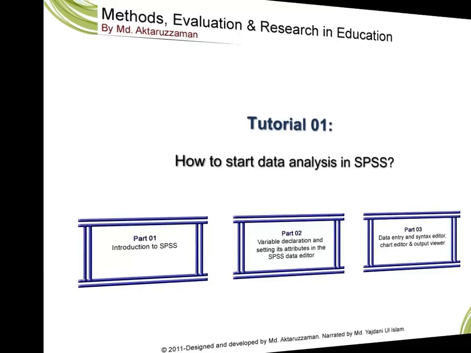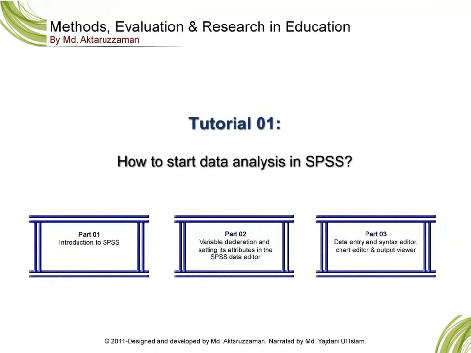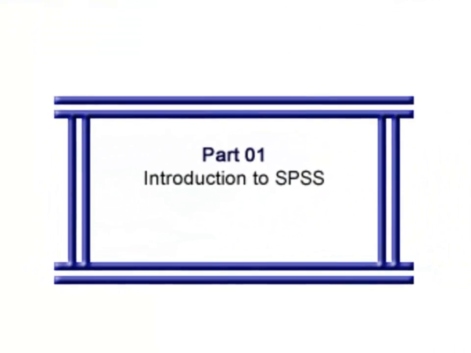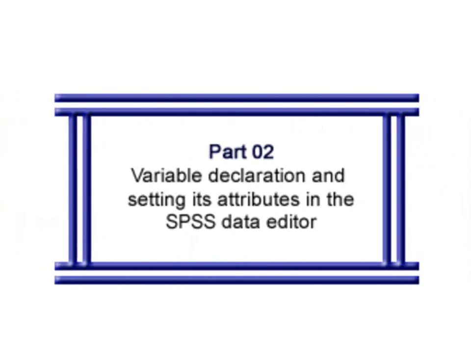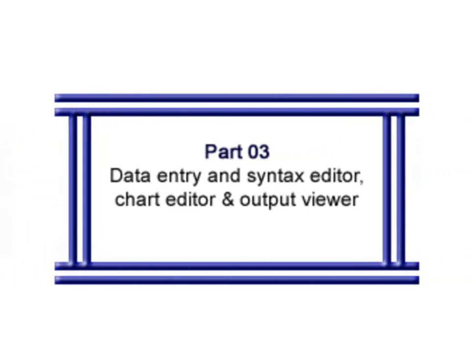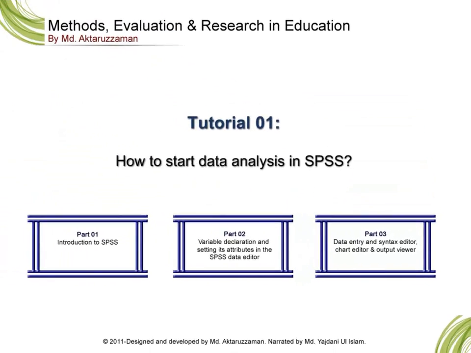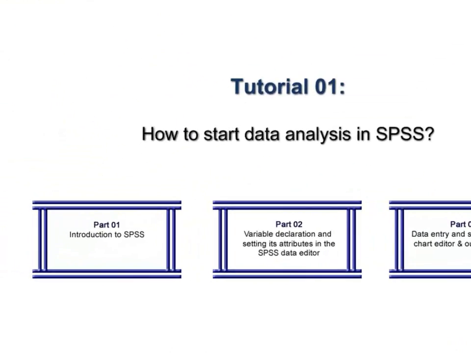And today we're going to learn how to start data analysis in SPSS. In fact, it is the basics of SPSS and it contains three parts. Part 1 is the introduction to SPSS. Part 2 is the variable declaration and setting its attributes in the SPSS data editor. And part 3 is the data entry and the rest 3 windows, which is syntax editor, chart editor and the output viewer. Let's start with part 1.